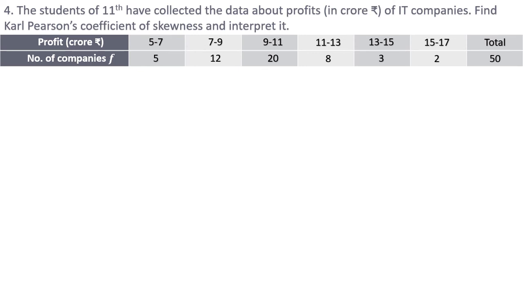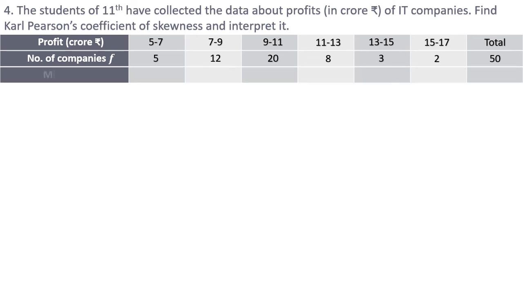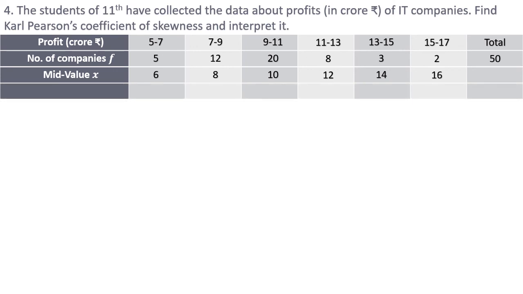So just like the previous sum, we are going to calculate the same columns, that is mid value x. 5 to 7 mid value is 6, 7 to 9 mid value is 8, 9 to 11 mid value is 10, and 12, 14, 16. Next we have to calculate d. Now d here will be x minus 10 upon 2. You can just take any mid value from the calculation. I am taking 10 here. So 2 is the class length. As you can see, all the mid values have the similar difference of 2. So I am taking 2 in the division.